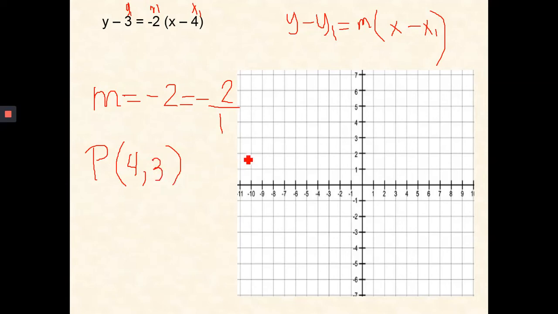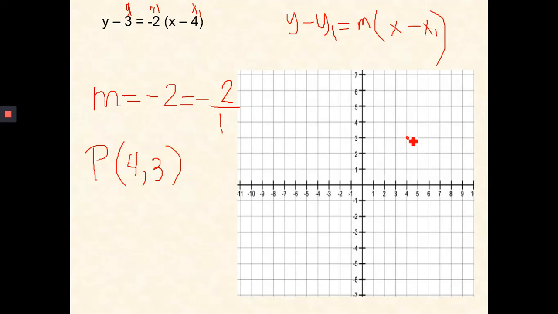Okay? So, again, do the same thing. Plot first the point. So, we have here 4, 3. Your x is 4. So, 1, 2, 3, 4. Concentrate first on your x. And then your y is 3. Go up 3. 1, 2, 3. So, here is the location of the point.